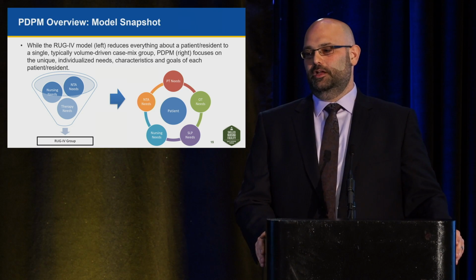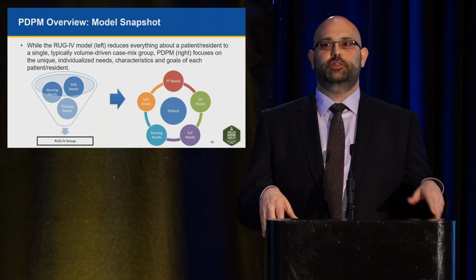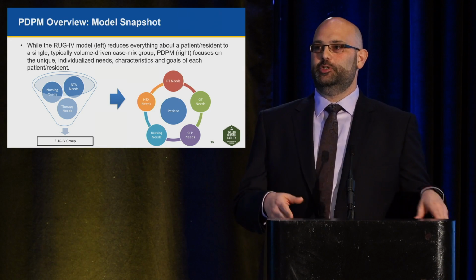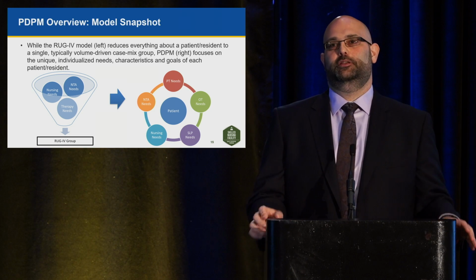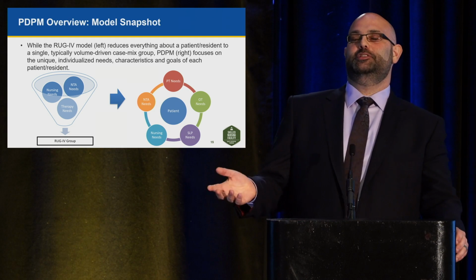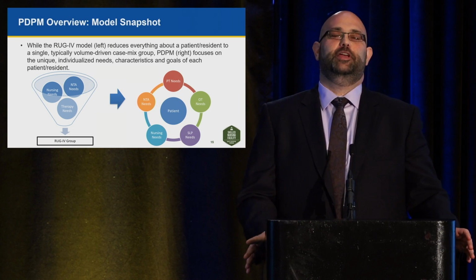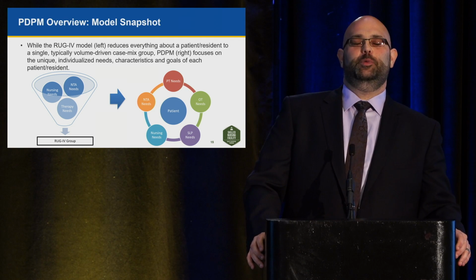PDPM, that's depicted on the other side, though, tries to look at each of those needs independently and adjust for them independently. And it is able to provide a much more nuanced and accurate payment for a specific patient. Now, we have heard that the number of HIPPS codes that can be produced as a result of this system is rather gargantuan. I think it was 26,000, something around there, potential combinations.